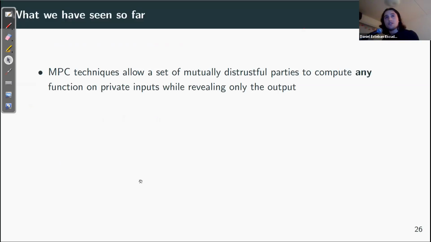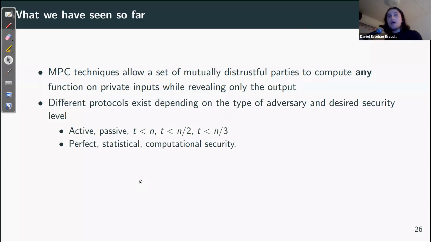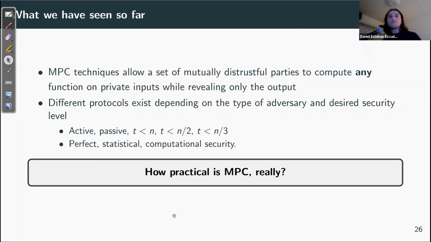What have we seen in this talk? MPC techniques allow a set of parties to compute any function without leaking anything but the output, in particular, keeping the inputs secure. We have different protocols depending on the type of adversary. We talked about active and passive. We talked about the corruption bound, like how many parties the adversary is allowed to corrupt. We talked about perfect security, statistical security, and computational security.